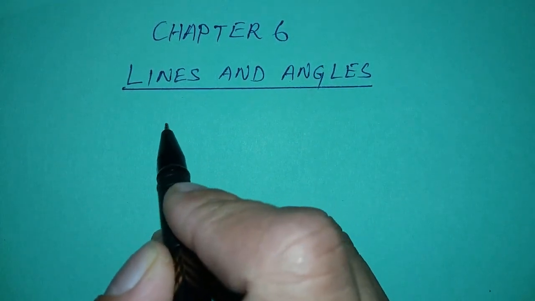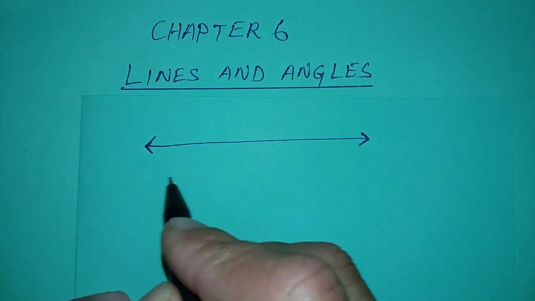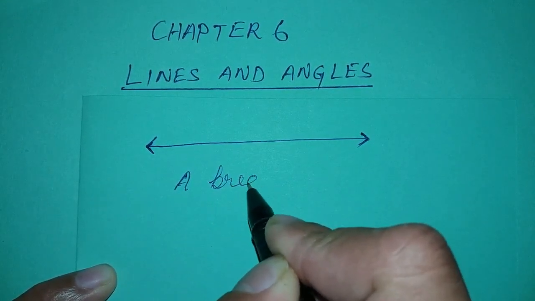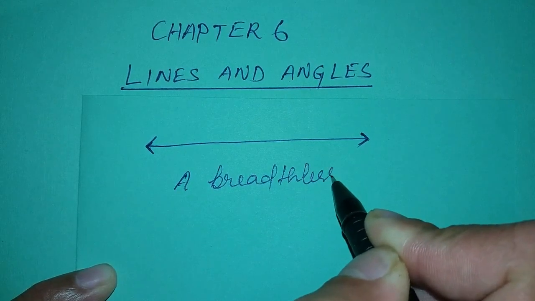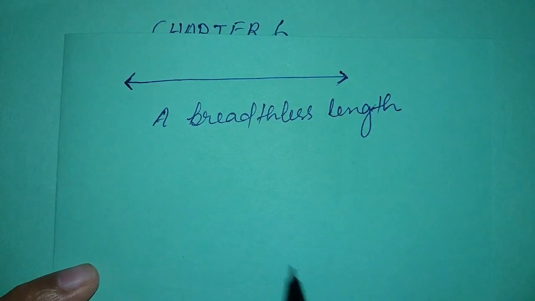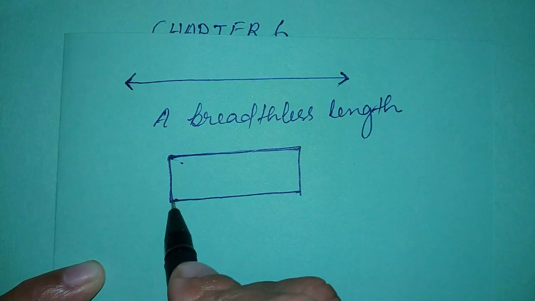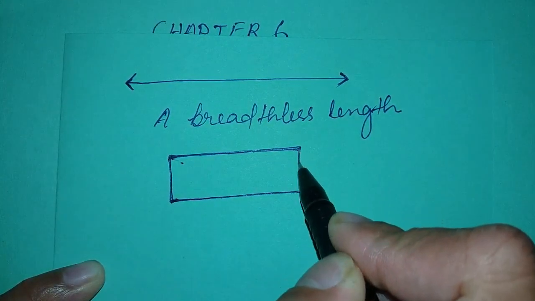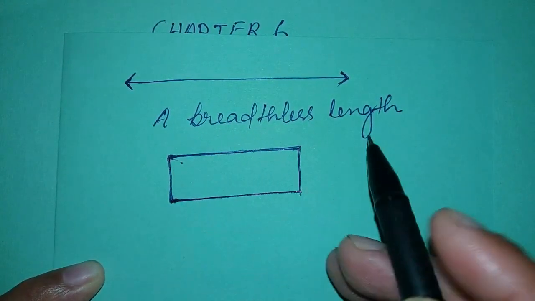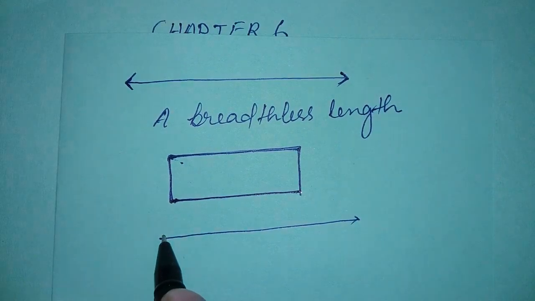Today in this video we will see chapter 6, which is lines and angles. The definition given by Euclid is that a line is defined as a breadthless length. What is meant by this is, let's take a rectangle. A rectangle has length and breadth here. Now if we say a length without breadth, that means a breadthless length, it will be only this one. So this is the definition given by Euclid.